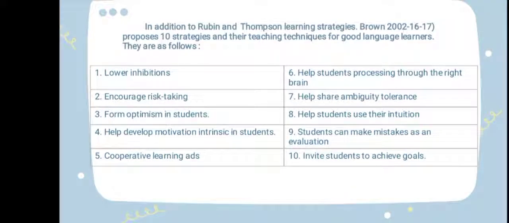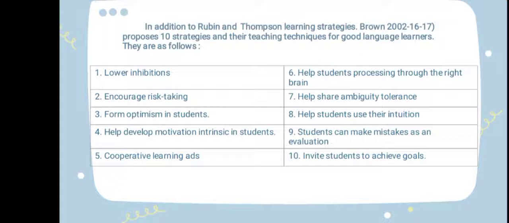And then, in addition to Rubin and Thompson's learning strategies, Brown 2002 proposed 10 strategies and their teaching techniques for good language learners. They are: the first is lower inhibition. The techniques used in the strategy are playing games, doing role play, singing songs, laughing with the students. And then, encourage risk taking. The technique is praise genuine effort made by students, prioritize fluency and the possibility to try the language.